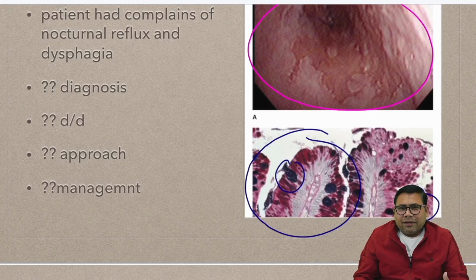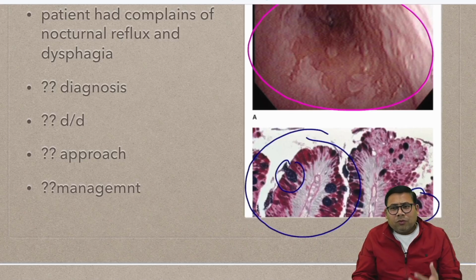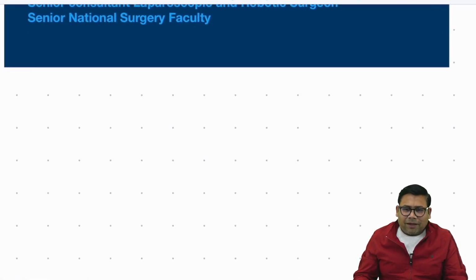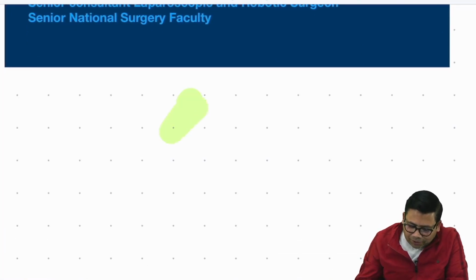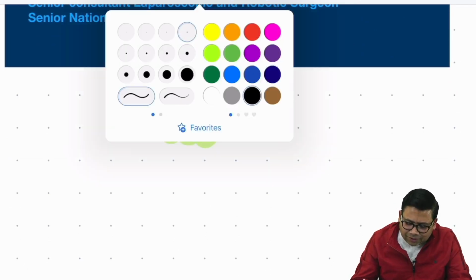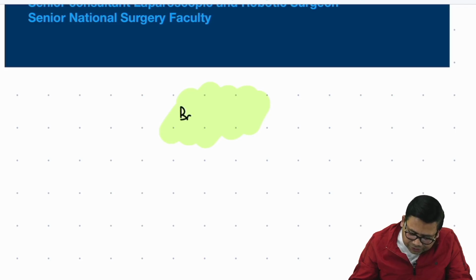So there could be a lot of things. It could be intestinal metaplasia, it could be simply esophagitis, it could be non-erosive versus erosive, a lot of things we have. So today's discussion is on Barrett's esophagus. When we talk about Barrett's, it's a very simple topic, and it's very easy. In 5 minutes we shall learn to understand everything about Barrett's esophagus.